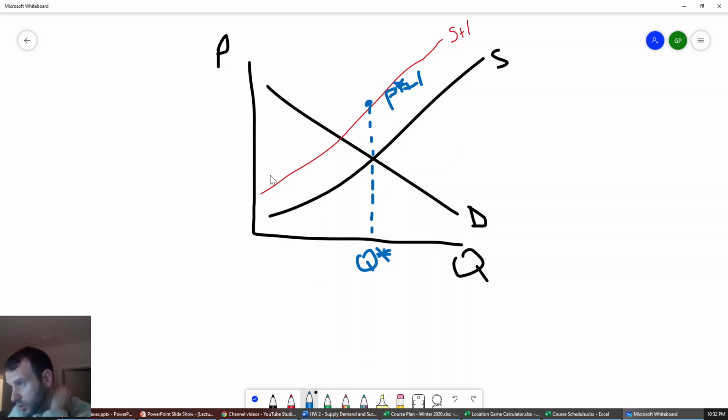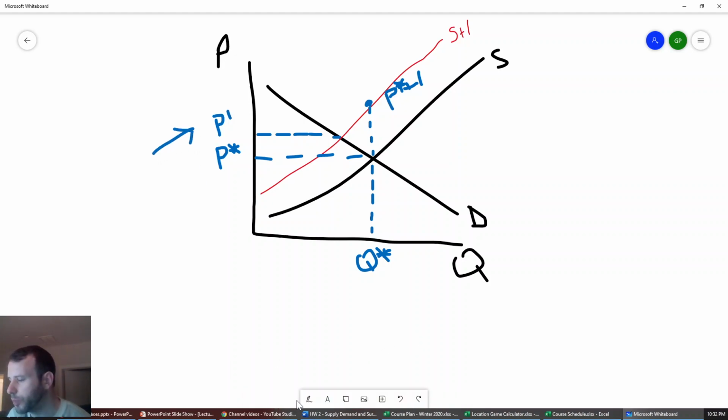This is P star and this is P prime. So this is what P prime is, what consumers pay. It's also what producers charge.